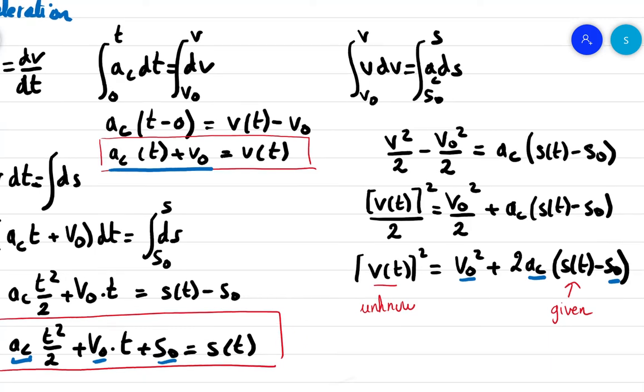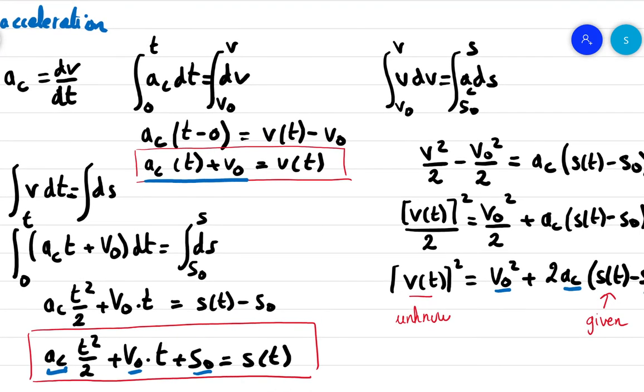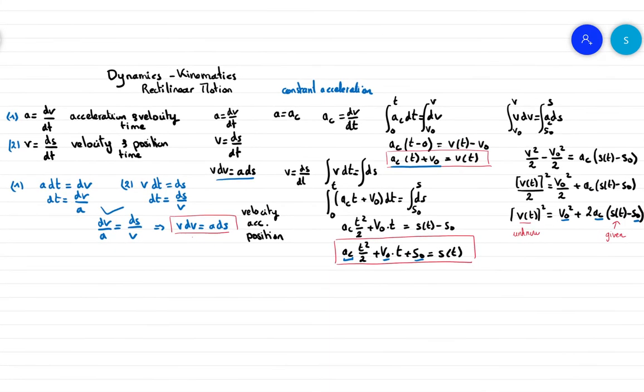But you see all those formulas that you have on your little formula sheet. Let me try to have everything on one page. Here we go. They are all coming from only two formulas: a equals dv divided by dt and v equals ds divided by dt. They are very powerful, right?